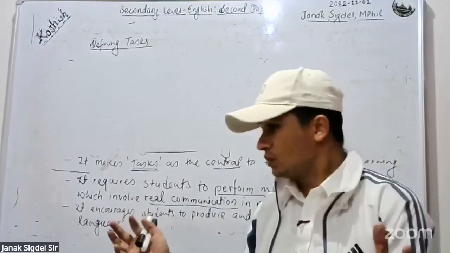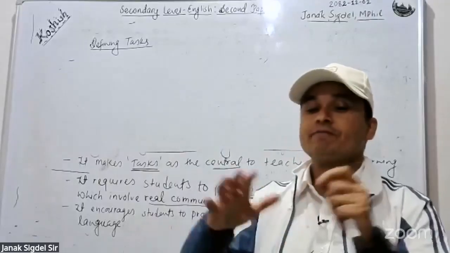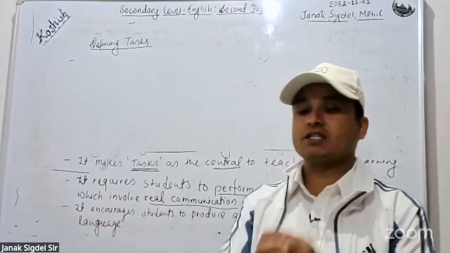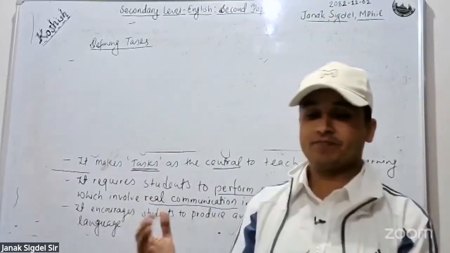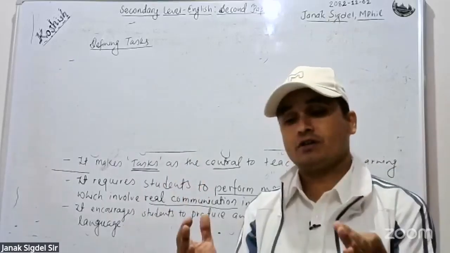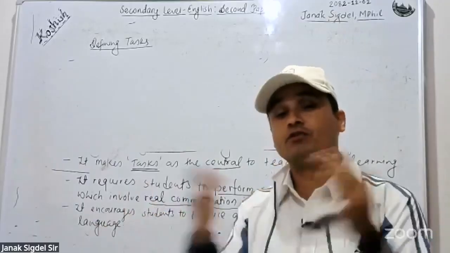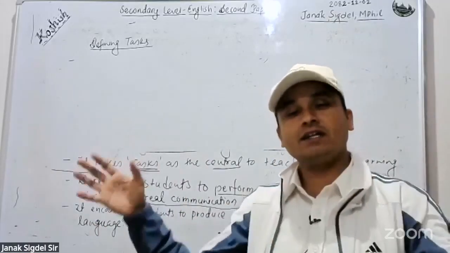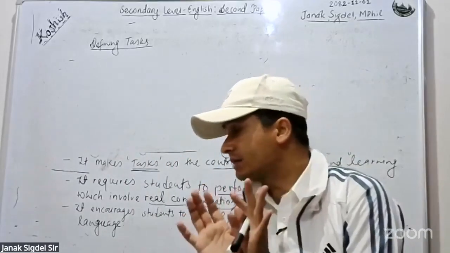So according to Rod Ellis, simply according to Ellis 2003, it has some features, right? So task is a work plan. Task involves a primary focus on meaning, right? It involves real world processes of language use, and it can involve any of the language skills. That means four language skills: listening, speaking, reading, and writing. Right? It has clearly defined communicative outcome. Right? It has some kind of outcome.